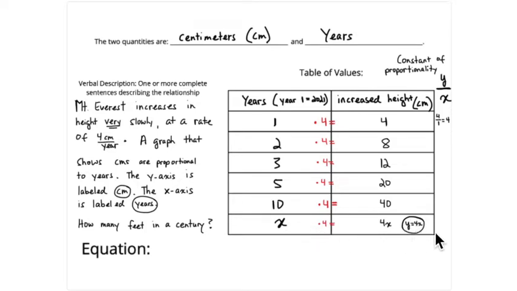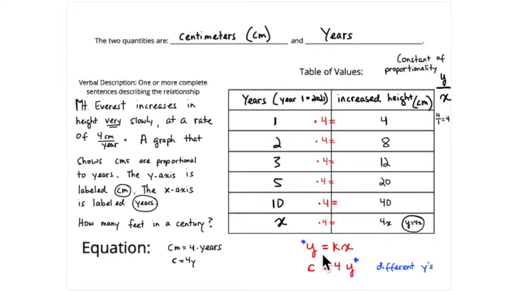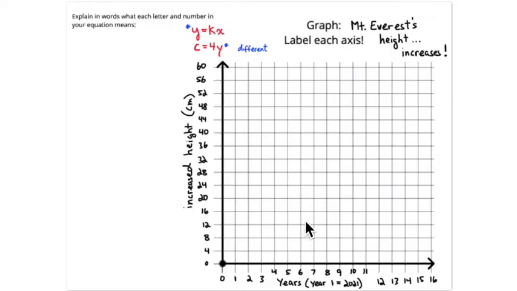So y is equal to 4x, and that's centimeters. The height of Mount Everest is equal to 4 times the number of years. Now these are different y's. This y right here is the y coordinate. This y right here is years. So be careful about that. But the equation is centimeters equals 4 times the number of years. C equals 4y. Put together a graph.